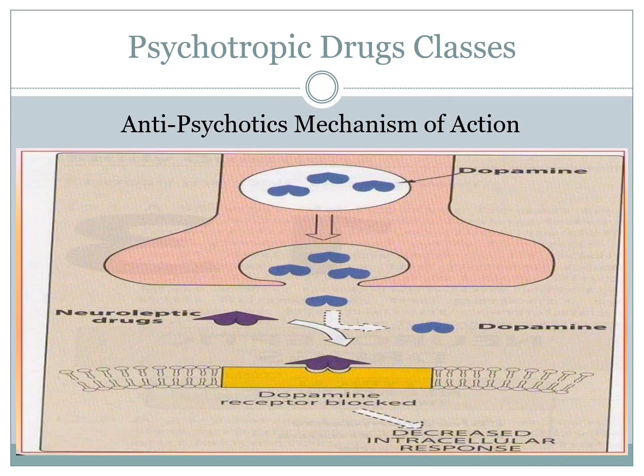In psychosis, the activity of dopamine is increased. So, by blocking the dopamine receptor, the antipsychotic drugs act to reduce the dopaminergic activity.